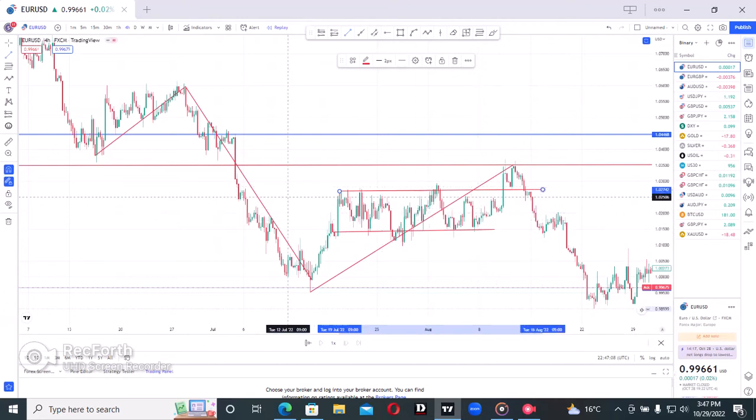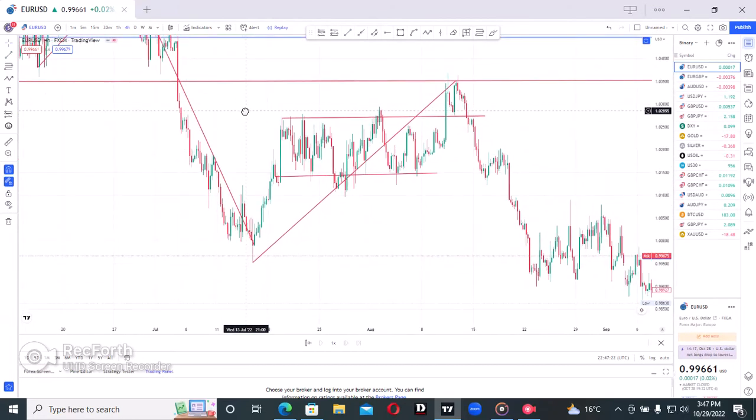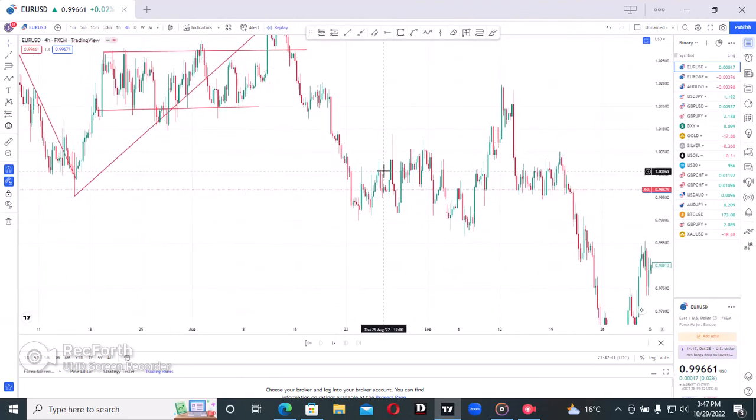So I want you to know how to differentiate, or how to see the ranging market in the real chart. So I hope now you can see that we are moving in the ranging market right here. This is the downtrend, a clear downtrend, and then this is the ranging market. So we have a false breakout at the top, and then a true breakout occurs below.